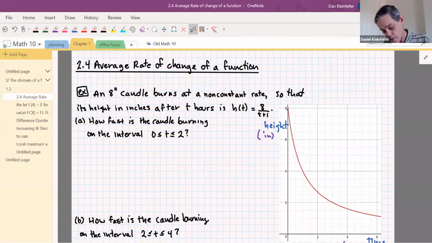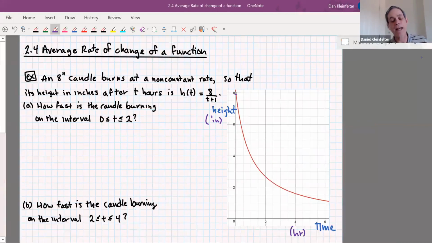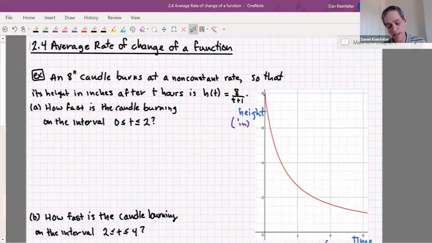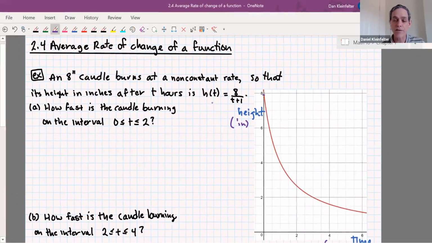Okay, this one, there's kind of a story with it that might help make this a little bit clearer. Suppose that we have an 8-inch candle. It's going to burn at a non-constant rate in such a way that its height in inches after t hours is given by this function, h of t, height at time t, and it'll be 8 over t plus 1, where the input t is in hours and the output h is in inches.